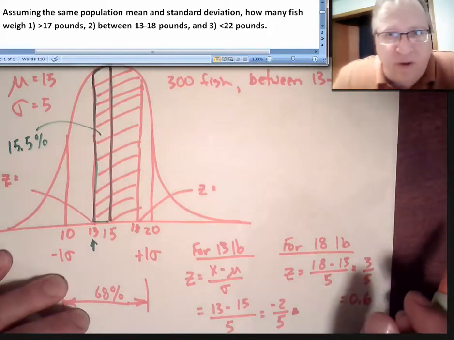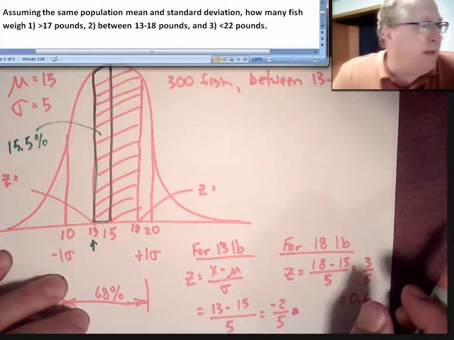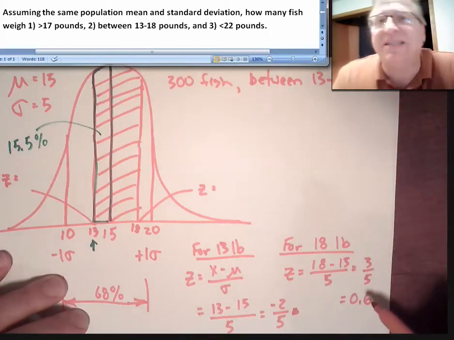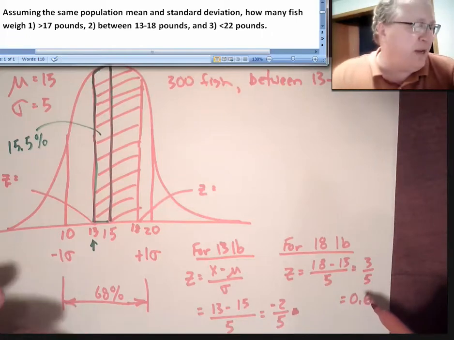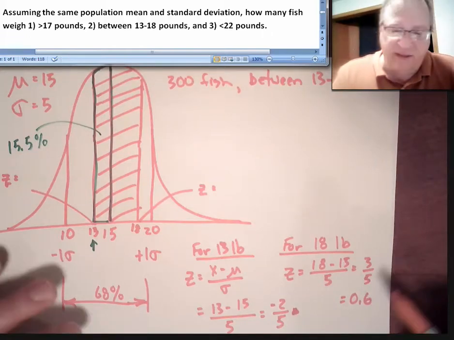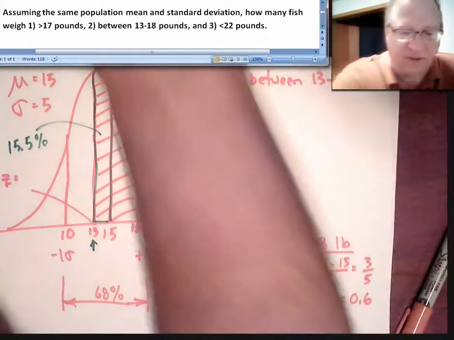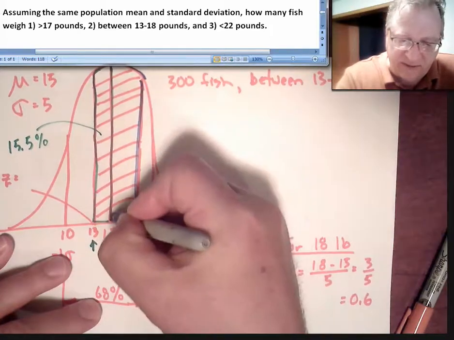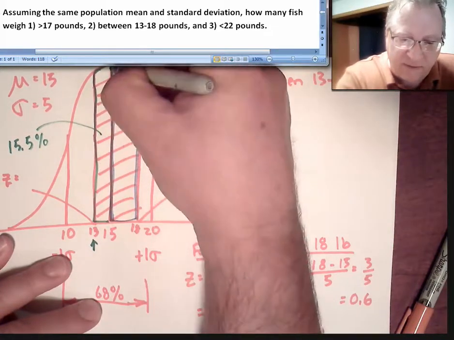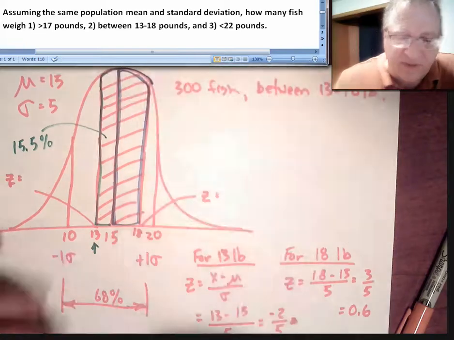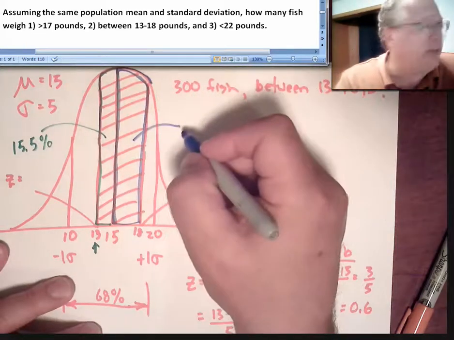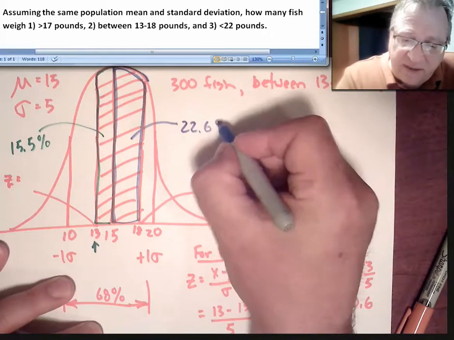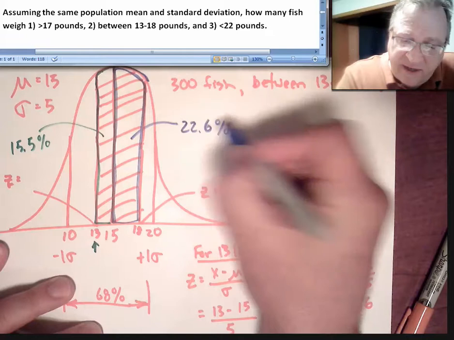Once again, I need to go to my z-score table with the value of 0.6 and find the A value. When I do that, I find that this area, which is now this bigger slice over on this side, and I don't know if you can see that that one's blue, is equal to 22.6% of the area under the curve.